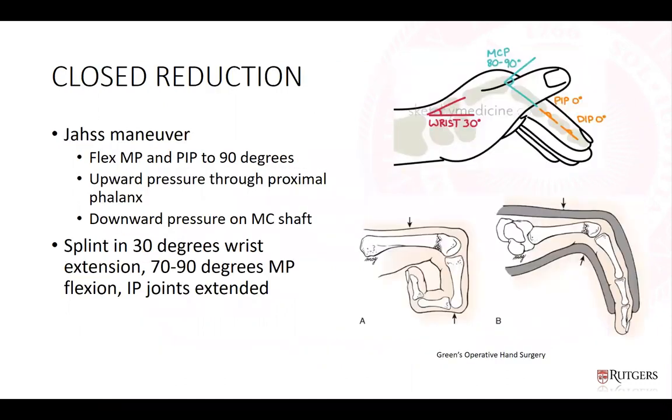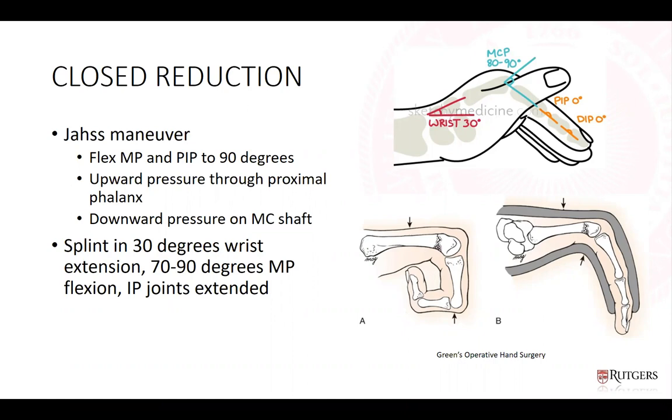There are several techniques for closed reduction. There's the Jahss maneuver. There's the modified Jahss maneuver. Basically, how these are accomplished is a volarly applied force through the dorsal aspect of the metacarpal, and then a counter force along the proximal phalanx that allows reduction of the apex dorsal fracture.